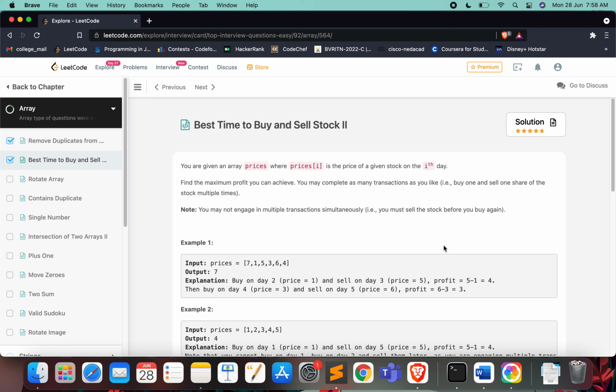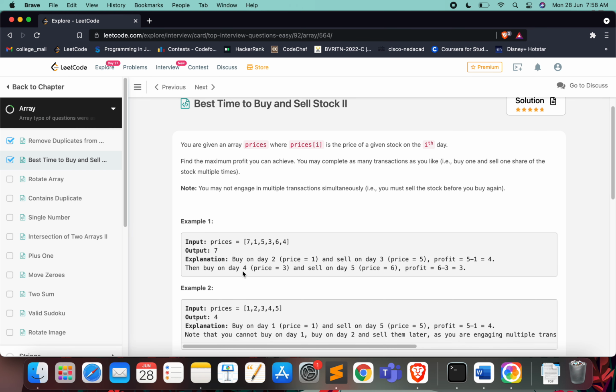I solved this question. I'm going to explain the solution. Best Time to Buy and Sell Stock II. For this problem, the two things we have to keep in mind are when to sell and when to buy the stocks. First, when to buy the stocks. We will buy the stocks when we have the next element which is greater than our current element.